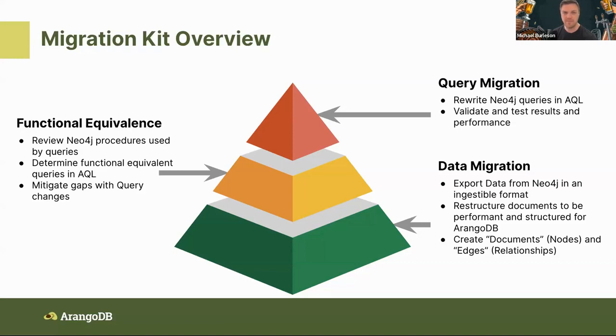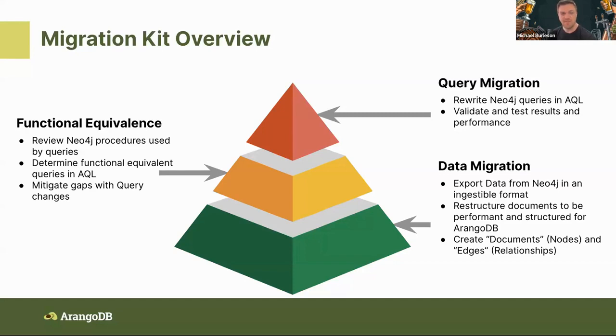So that's your exporting your data from your Neo4j instance, reconstructing them in a way that it will be more performant and will be easier to query in ArangoDB. And it'll be doing this by taking the Neo4j data and splitting it into our documents, which are our nodes, and the edges, which are relationships.